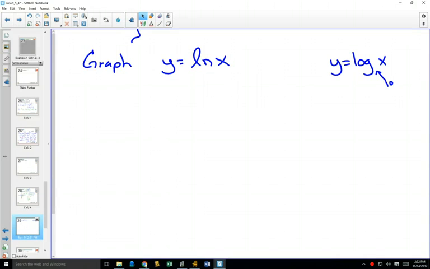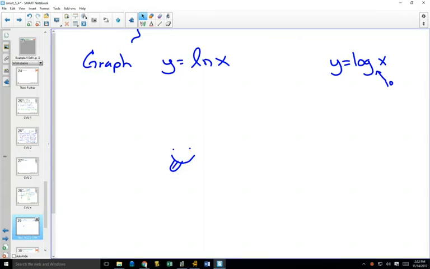I was going to write that in white, but my white pen apparently is not working. Maybe I need to recalibrate, but it looks like it's calibrated pretty good.